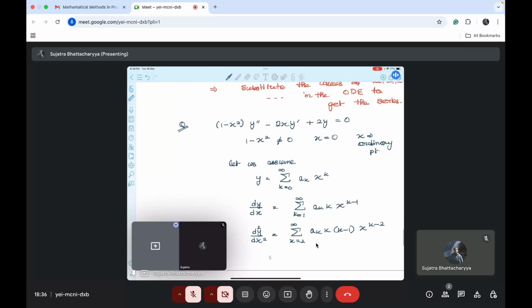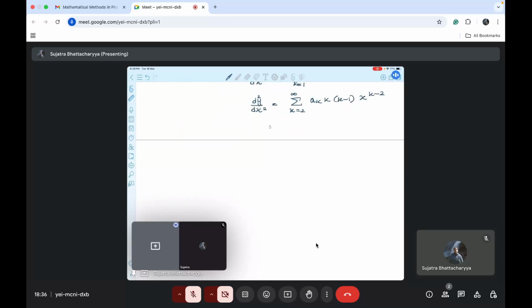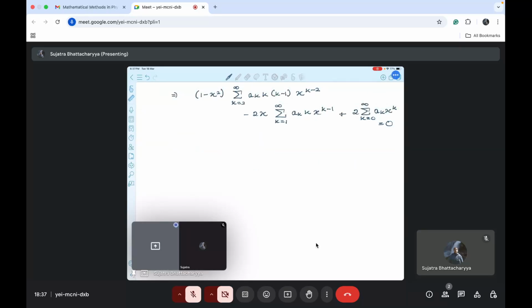So what is the main equation? 1 minus x square y double dash minus 2x y dash plus 2y. So let's put it in. Let me write it. So it will be 1 minus x square, the double derivative, right? So it will be k is equal to 2 to infinity a_k k minus 1 x to the power k minus 2. This is the first term of the ordinary differential equation. Great. Second term, minus 2x summation k is equal to 1 to infinity, because it's the first derivative, k a_k x to the power k minus 1. Done. And the last term, 2 times the y, so it will be a_k x to the power k, which is equal to 0. It's a homogeneous equation, as I have told you. So this is what you solve further.